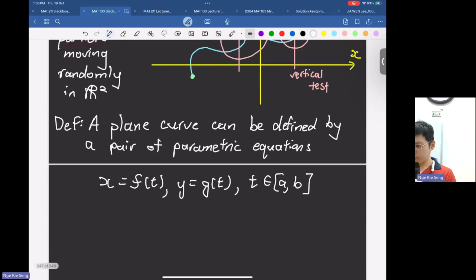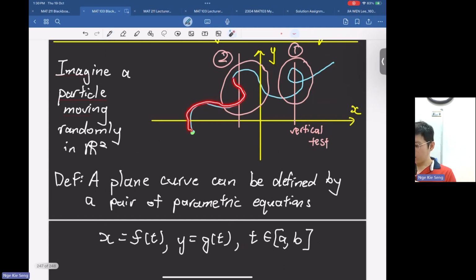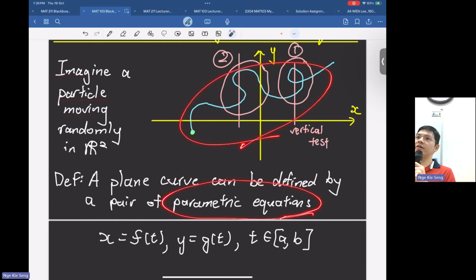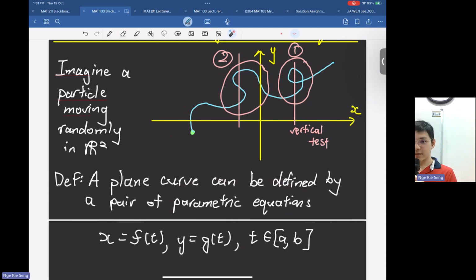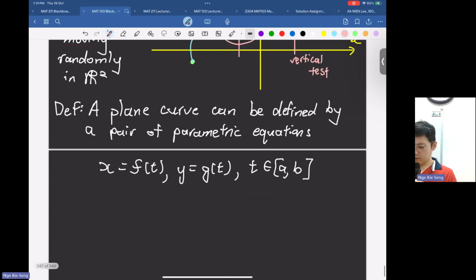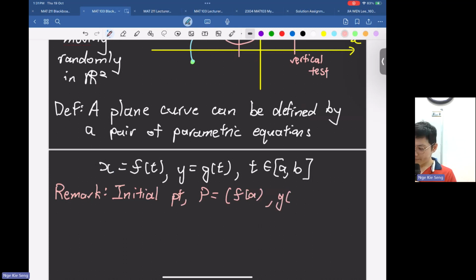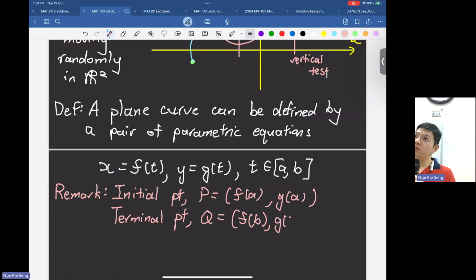I will give you an example in a moment. So you will think how we can write this as a pair of parametric equations instead of one function. You cannot write it as one function, but you can use parametric equations to describe your curve. Let me put some more notation first. We will have an initial point, which we call the point f(a), g(a). Where you start, we call it an initial point. Where you end, we call it a terminal point. So initial means start, terminal means stop.